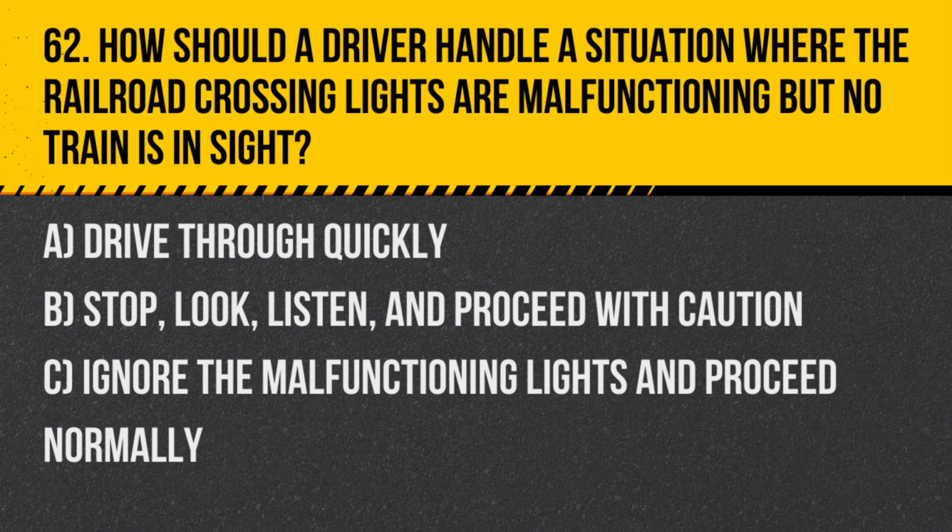Question 62. How should a driver handle a situation where the railroad crossing lights are malfunctioning but no train is in sight? A. Drive through quickly. B. Stop, look, listen, and proceed with caution. C. Ignore the malfunctioning lights and proceed normally. Answer: B. Stop, look, listen, and proceed with caution. Safety is paramount at railroad crossings.